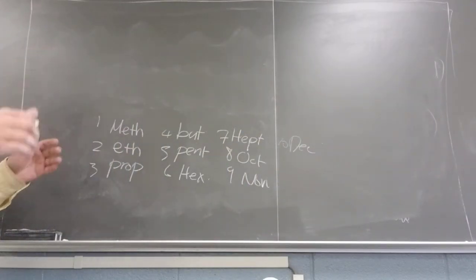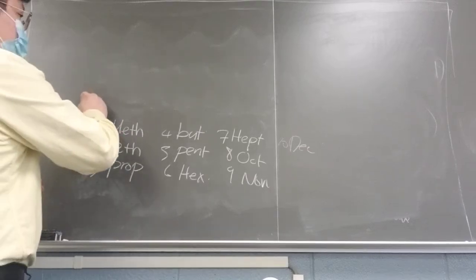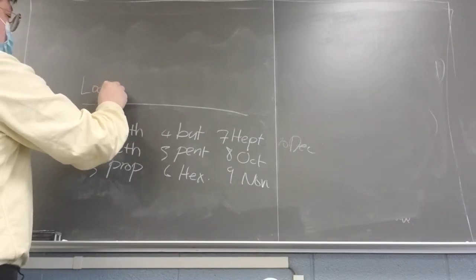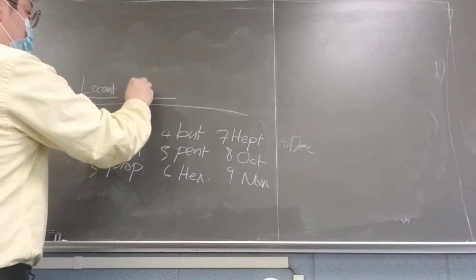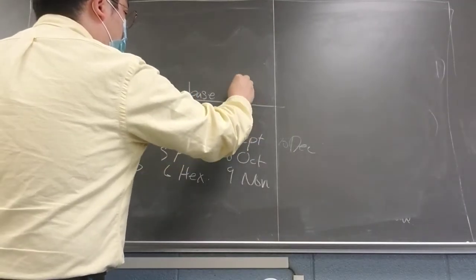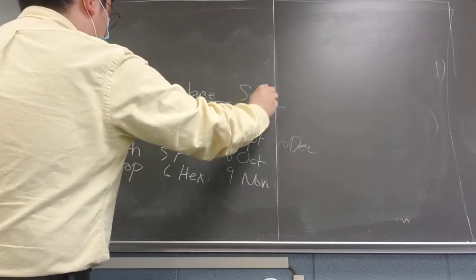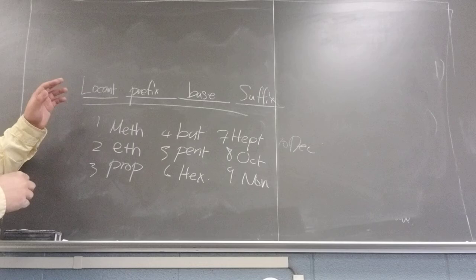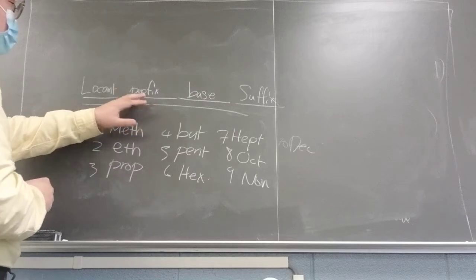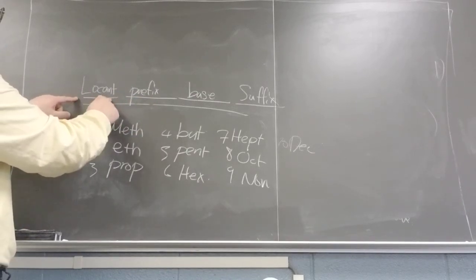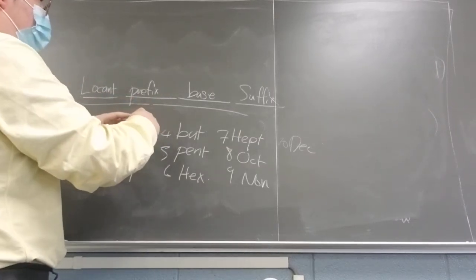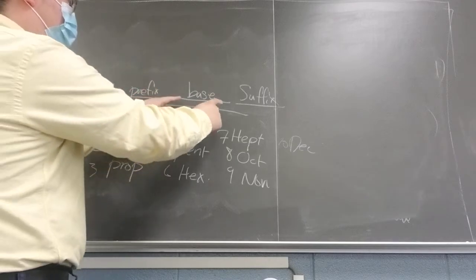So in the big categories of a compound's name, you have a locant, a prefix, a base, and a suffix. Locant simply means you're locating where your prefix is. I'm going to tell you what a prefix is, but anyway, the locant is information about where your prefix is, and a prefix is any group that attaches to your base.